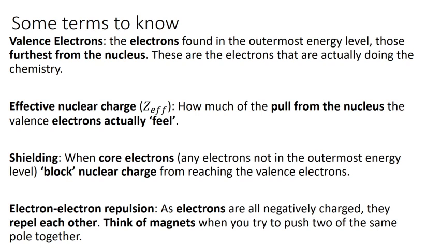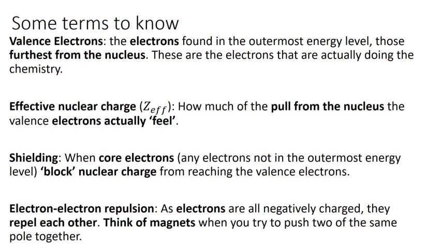So, before we get into this, some terms that you should know by now. You should know valence electrons. These are the electrons found in the outermost energy level, the highest numbered energy level, right? They're also furthest from the nucleus, and they are the electrons that are actually participating in chemical reactions and bonding.